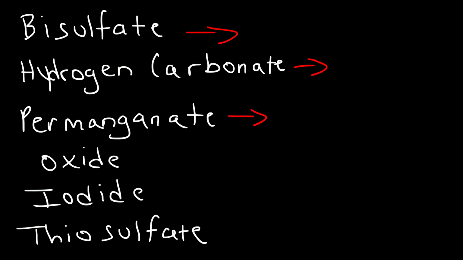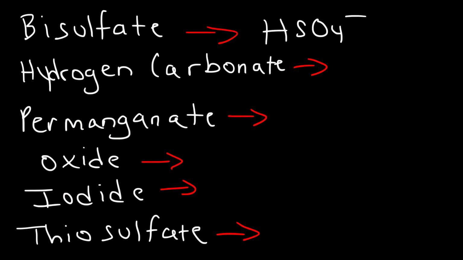So what's the formula for bisulfate? Bisulfate contains one hydrogen, so it's HSO4 minus. Sulfate is SO4 2 minus, and if you add H plus, 1 plus negative 2 will give you a net charge of minus 1. Hydrogen carbonate: basically you're adding H plus for hydrogen and carbonate combined. These two would add up to HCO3 with a negative 1 charge.